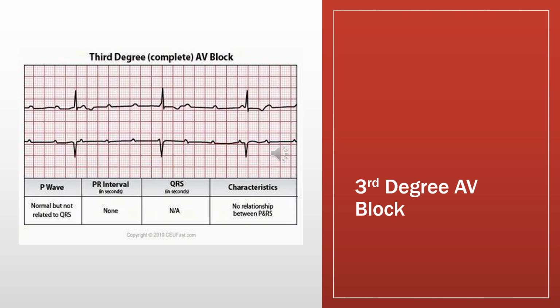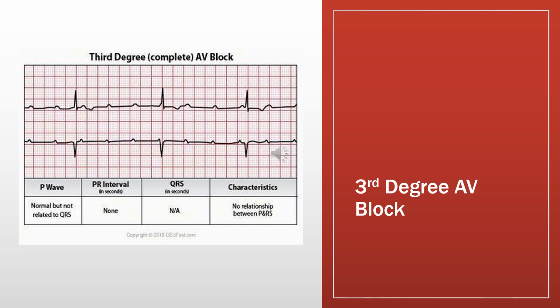So third degree heart block is when there are multiple P waves and no QRS complexes for every P wave. So yes, there is a P wave, but there is not a QRS complex associated. And basically what is happening here is that the atria are firing and causing those P waves independently from the ventricles contracting. So there is no relationship between the QRS and the P waves.